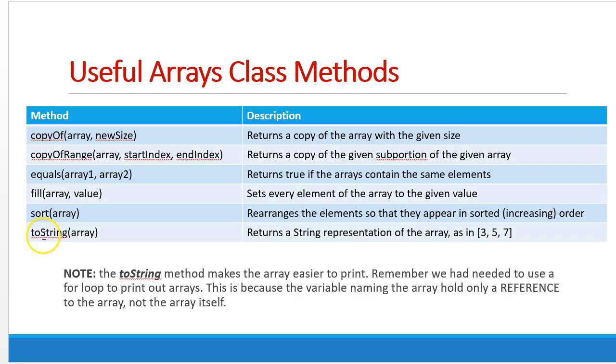And this is one I wanted to mention. I mentioned earlier that in one of those first slides, we had to write some code to print out something like this: open bracket 3 5 7. So instead, what you can do is use Arrays.toString of the array, and it'll do it for you for any of the built-in classes.